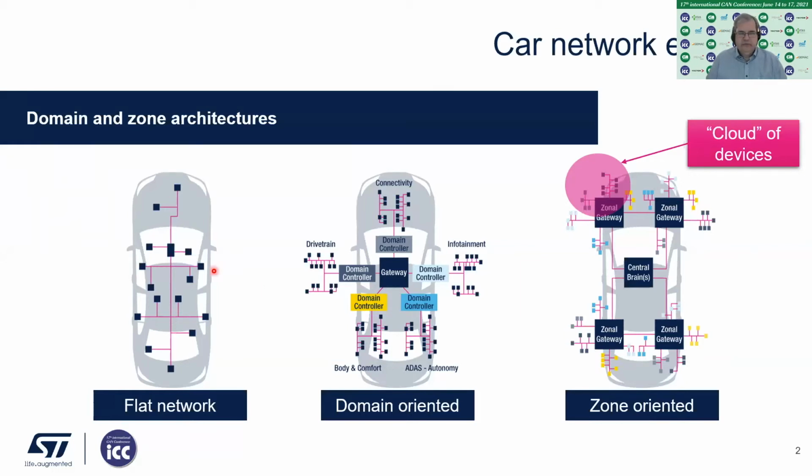From a flat network that we had in the past, nowadays we are more into the domain-oriented network, where we have a gateway and domain controllers controlling domains like connectivity, drivetrain, infotainment, and body and comfort, and so on. And in the future, we'll also more and more move into a zonal-oriented network where we have some sort of a central brain and zonal gateways. And I would like to draw your attention to this cloud of devices that is quite often overlooked. So let's have a closer look at that.